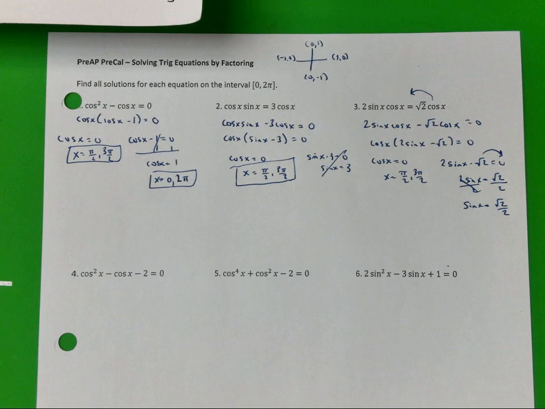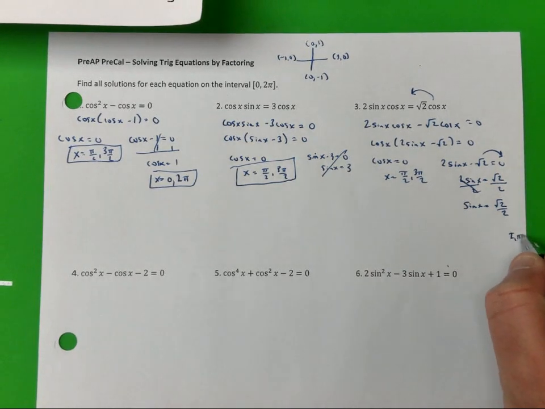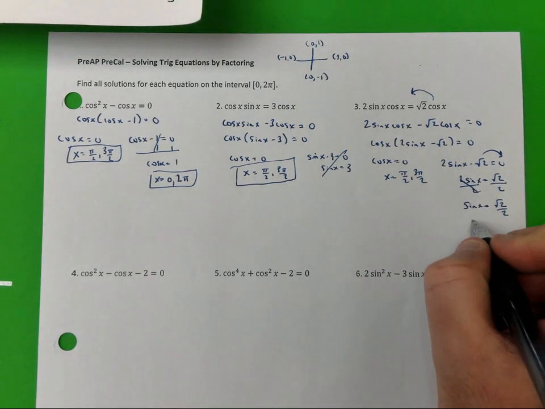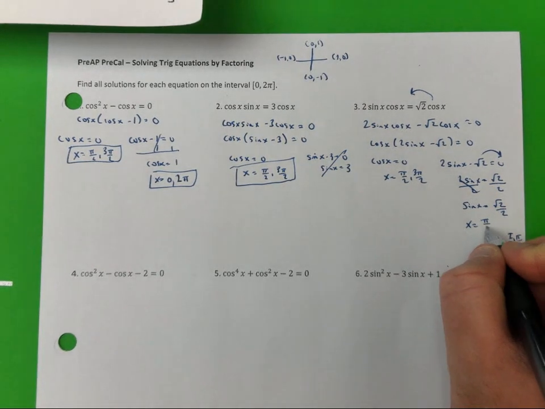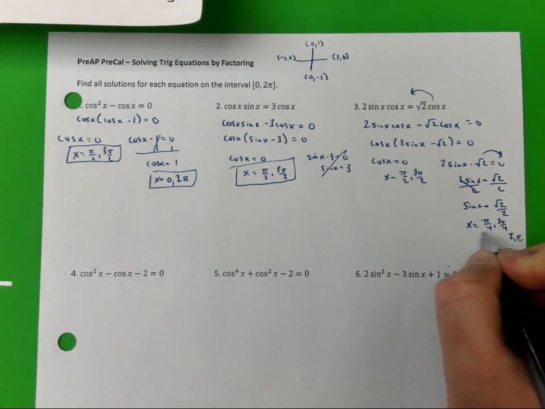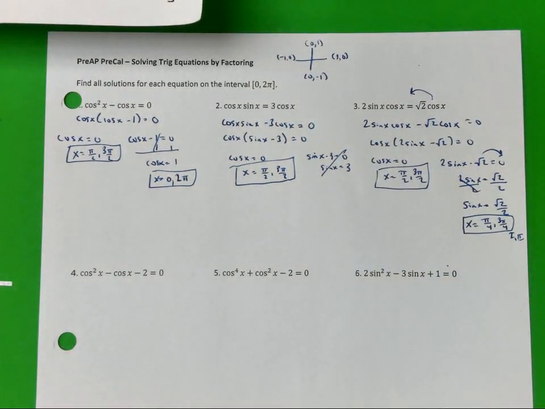Your sine is your y value. Where's your y value positive? Quadrants 1 and 2. It's pi over 4. So what are your pi over 4 family members in quadrants 1 and 2? It's pi over 4 and 3 pi over 4. So here are your answers, and here are your answers. So you have 4 there as well. Take a moment to look at those 3 examples.